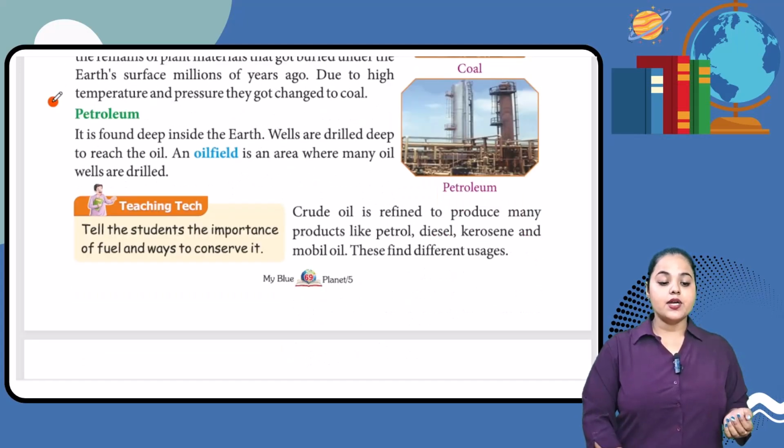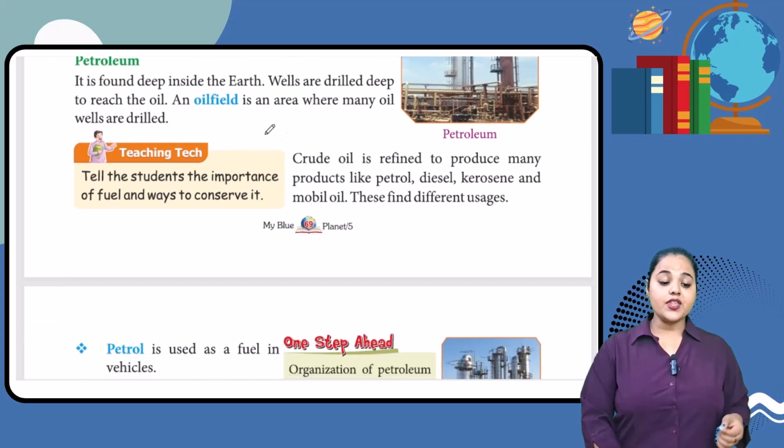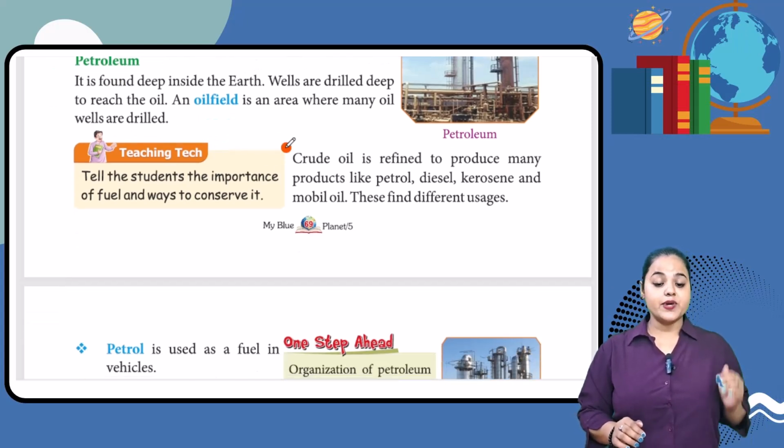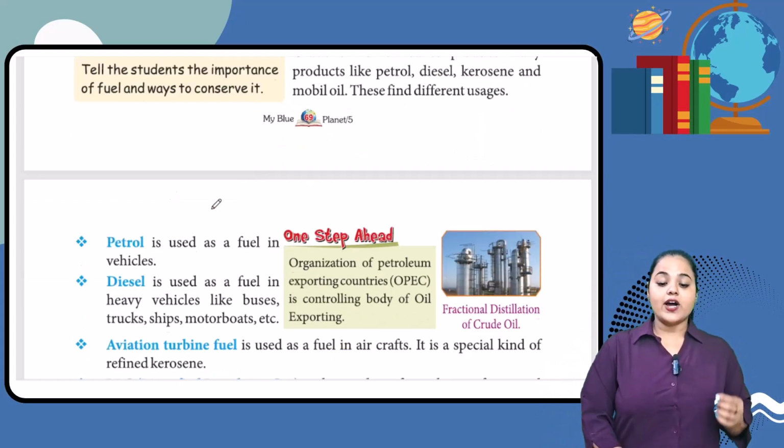Then we have petroleum. Petroleum हमें कहाँ मिलता है, inside the earth, and wells are drilled deep to reach the oil. And oil field ये एक area है where many oil wells are drilled. Then we have crude oil. So crude oil उसको refine किया जाता है to produce many products like petrol, diesel, kerosene and mobile oil. And these find different usage.